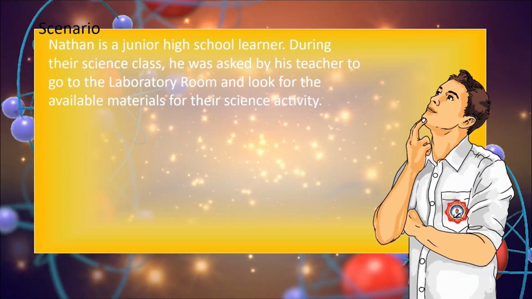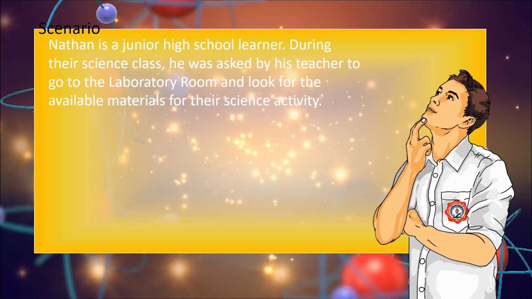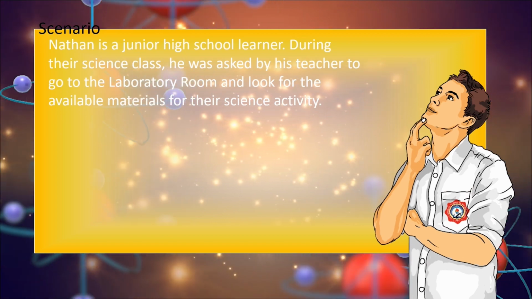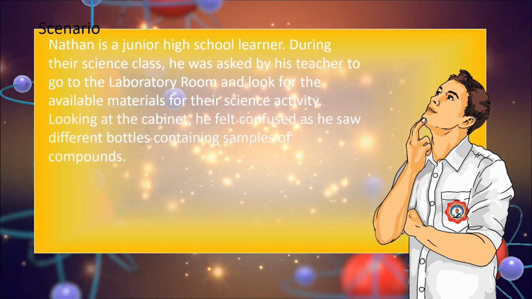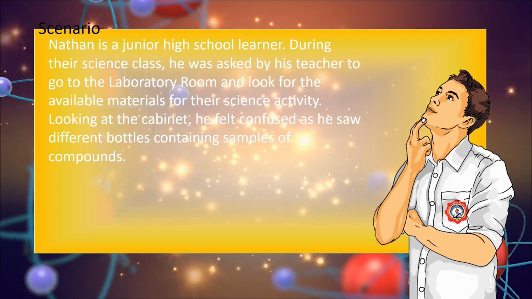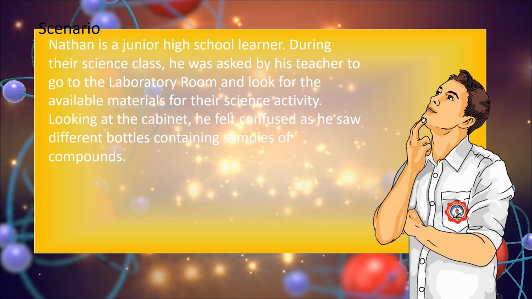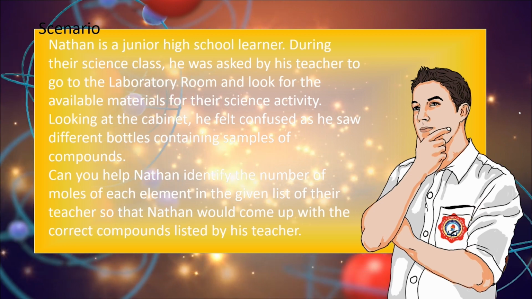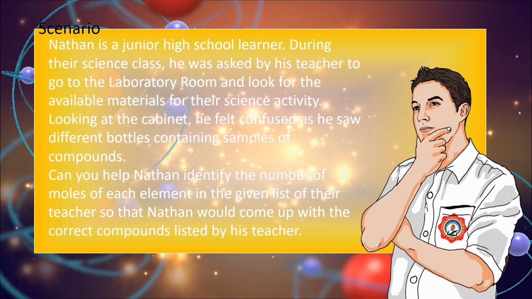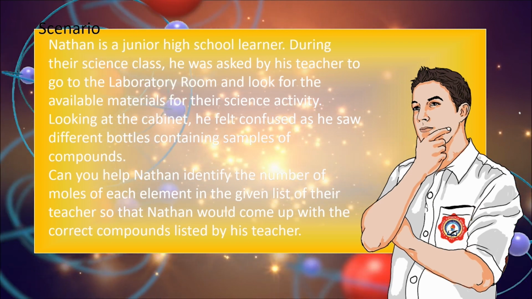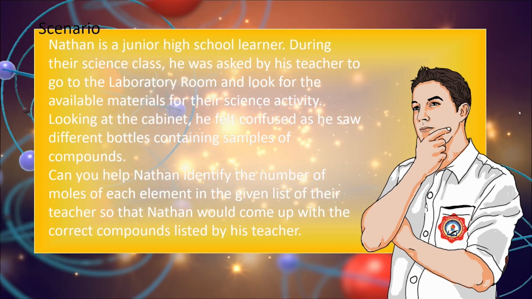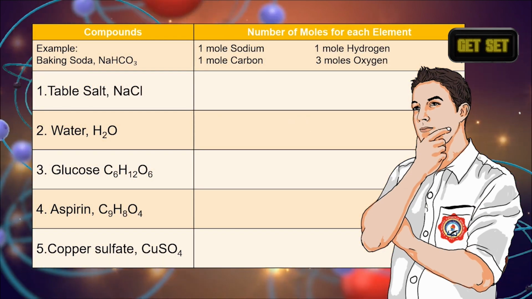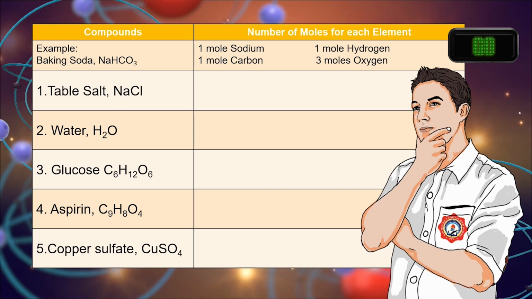Nathan is a junior high school learner. During their science class, he was asked by his teacher to go to the laboratory room and look for the available substances for their science activity. Looking at the cabinet, he felt confused as he saw different bottles containing samples of compounds. Can you help Nathan identify the number of moles of each element in the given list of their teacher so that Nathan would be able to get the right amount of compounds to be used in their science activity? Please refer to the table for the list of compounds you are tasked to compute the number of moles for each element.